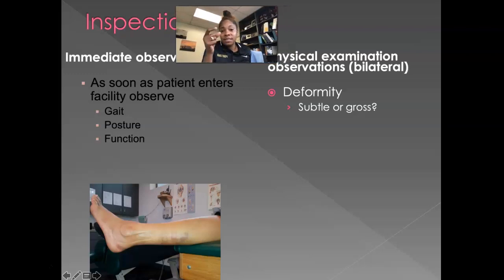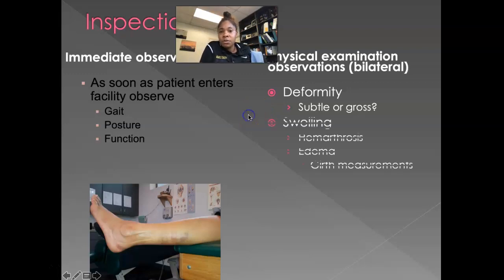Next, what we want to look for in the inspection is deformity, right? That deformity could be very subtle. You could barely see it, or it could be very gross, meaning it's large, it's there, it's obvious, right? So you're looking for any type of deformity, most often with a dislocation or a fractured bone. You'll see some type of deformity, whether subtle or gross. You look for swelling, right? And a hemarthrosis. So what do I mean by that?